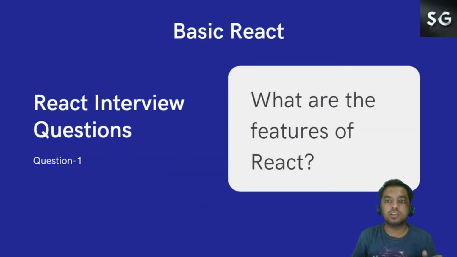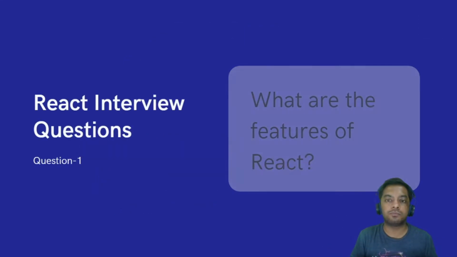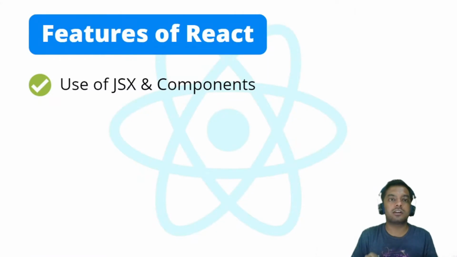So the very first question is, what are the different features of React? The very first feature of React is it uses JSX and different components. So what is JSX? JSX is JavaScript XML. It looks similar to HTML, but in working it's very much different from that. It's nothing like HTML. JSX is not readable by JavaScript.